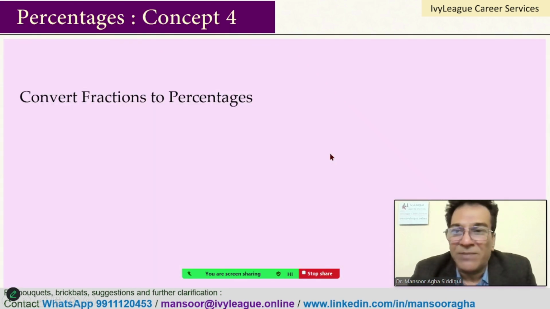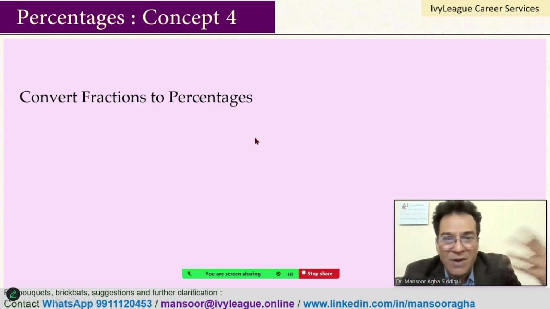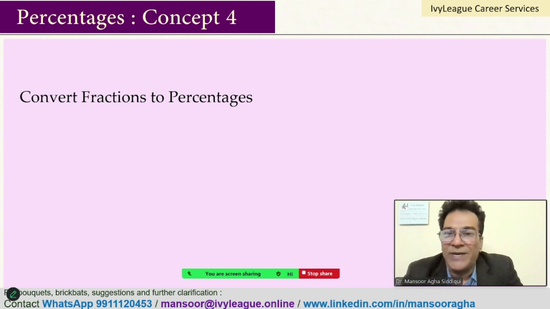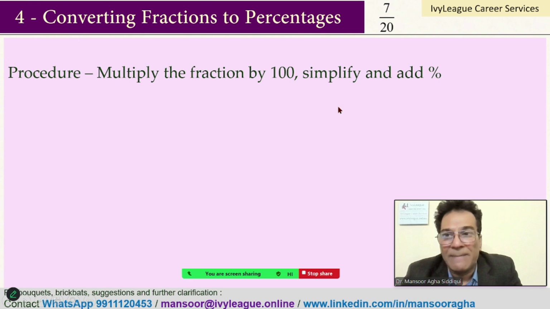Okay. Next concept. Very easy, but you should be 100% clear about it. You should not be thinking about it in the examination hall. You should be automatically doing it from your muscle memory. You may require to convert fractions into percentages. For example, if you are given 1 by 4, what does 1 by 4 mean in terms of percentages? 1 by 4 actually means 25%. So how do we get this 25%? How do we see a 1 by 4 written somewhere and understand it is actually 25%? This conversion is what we are learning.